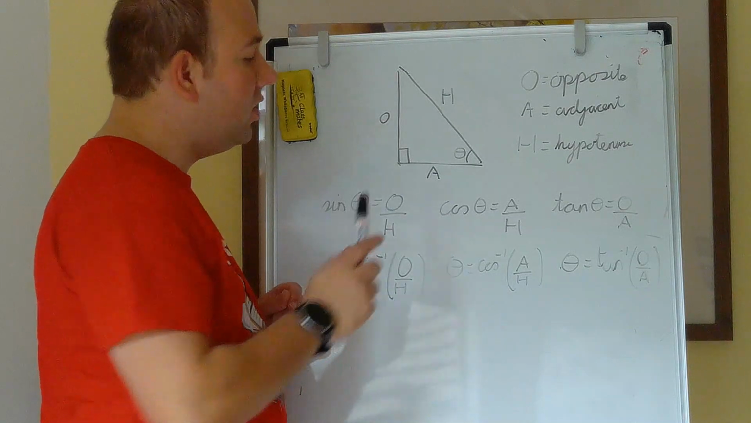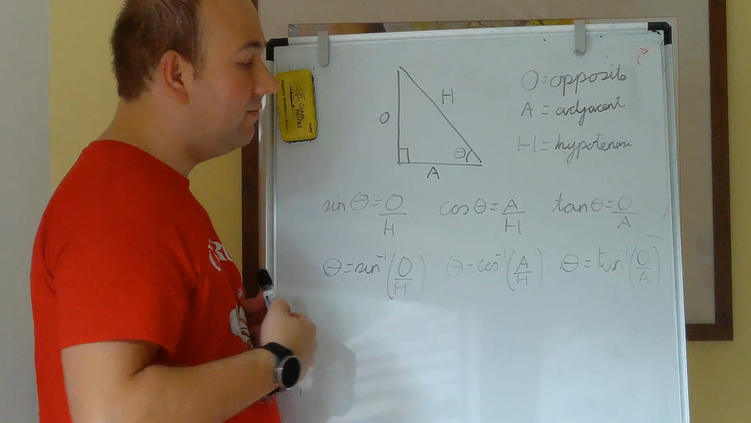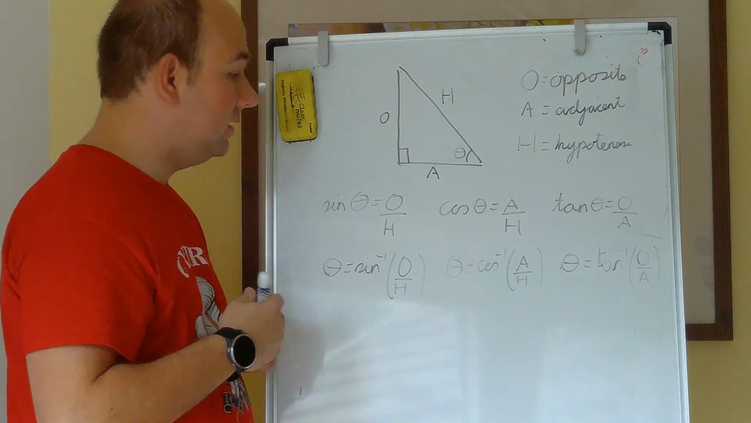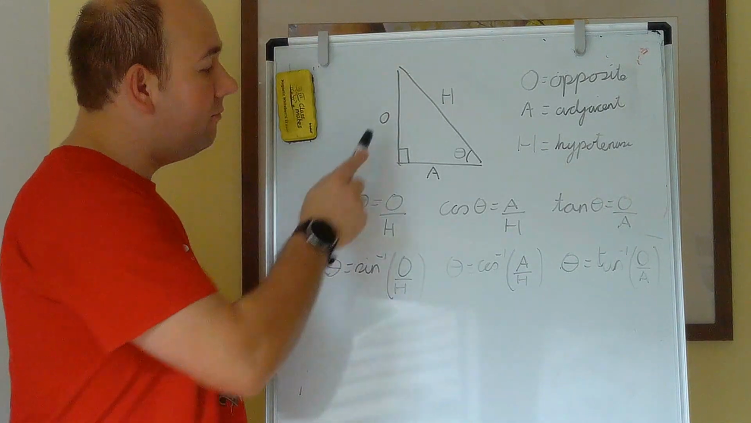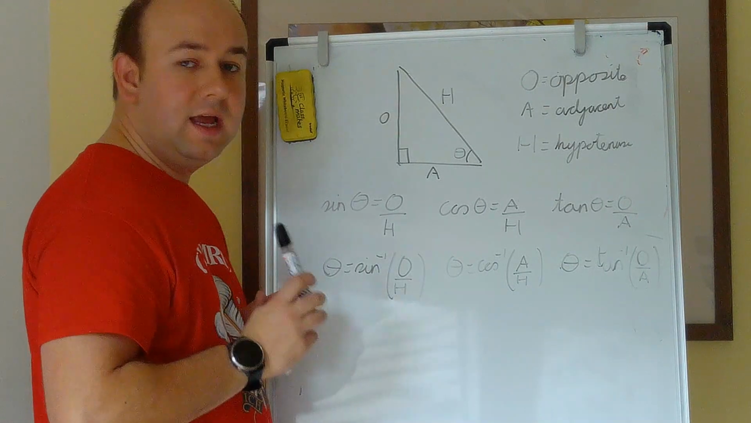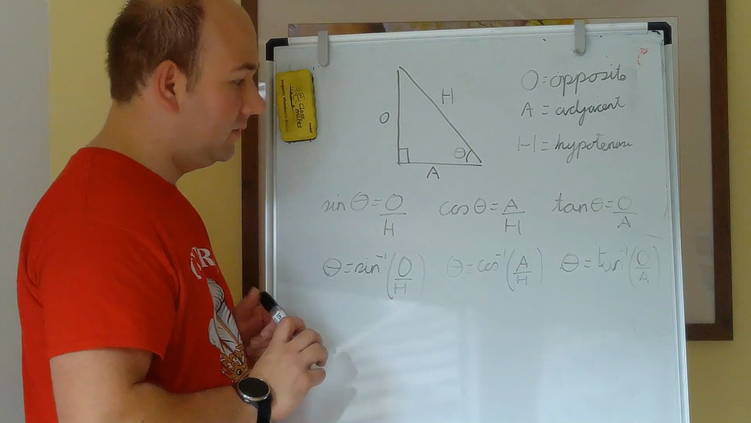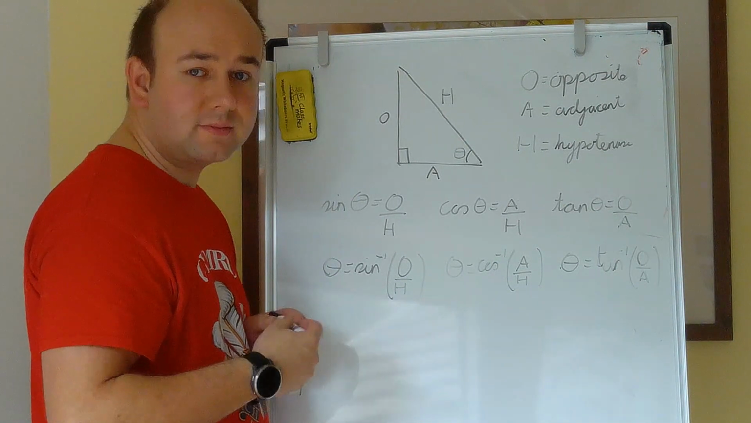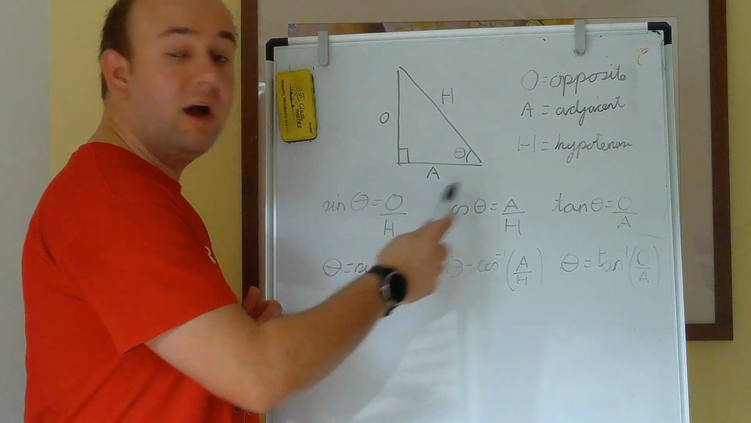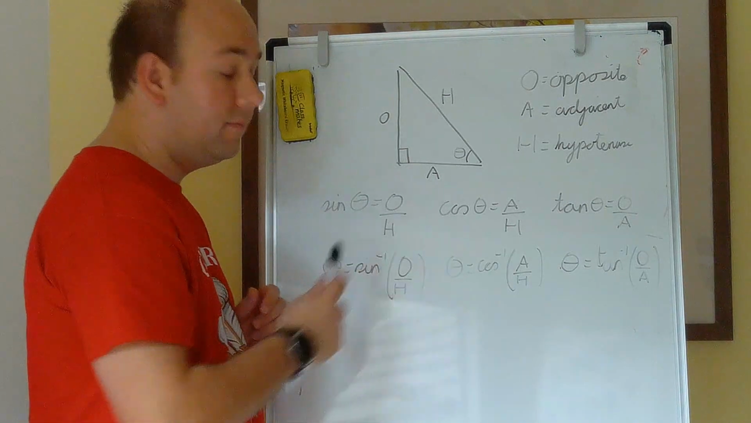So if we know any one of these sides and the angle, we can find either of the other two sides. Similarly, if we know the length of any two sides, we can find this angle theta. And to do this we use sine, cosine and tan. These are the trigonometric functions. There are a lot more trigonometric functions, but they are normally just variations on these three.